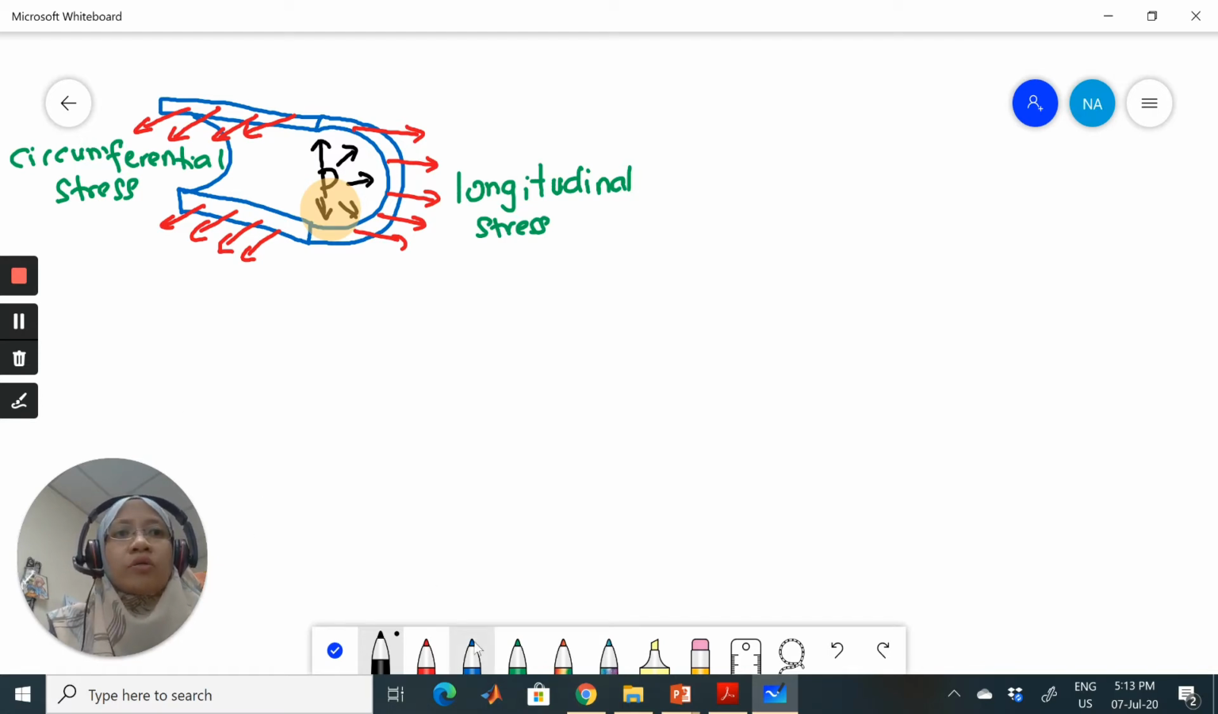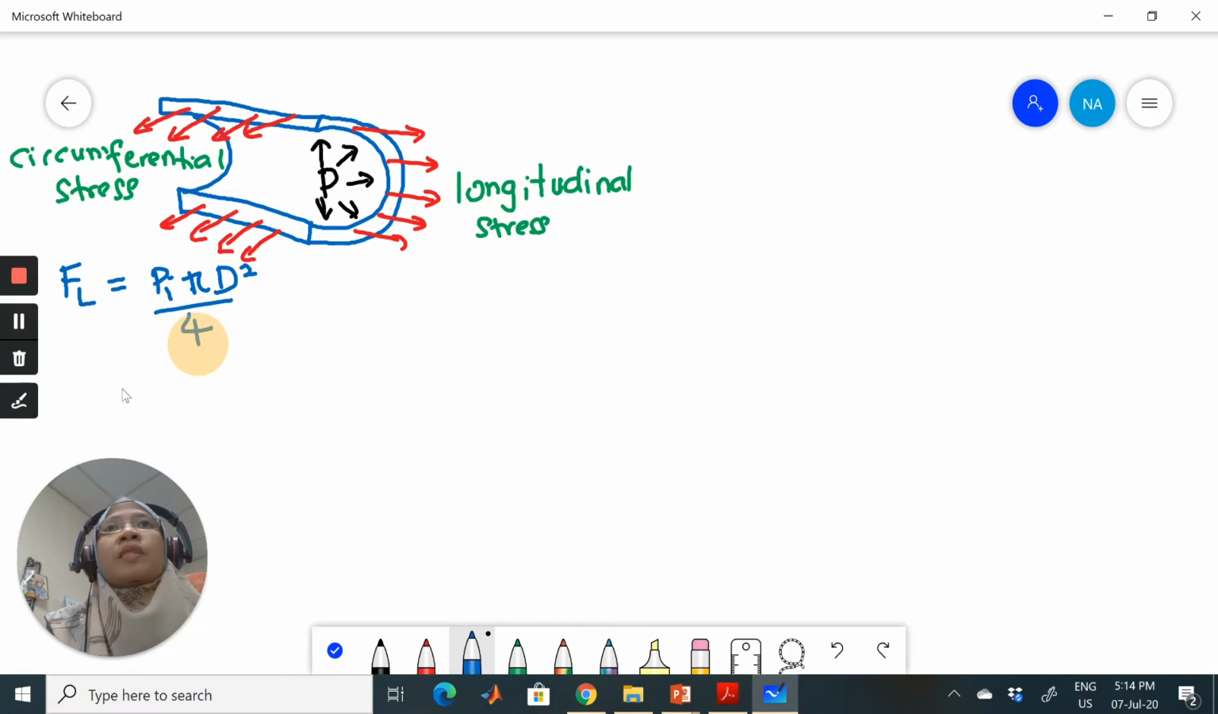Now let's look at the equation that I'm going to derive. We consider the horizontal section through the vessel, because my drawing direction is a bit different from the textbook. Now let's look at the longitudinal force. I'm using FL for the longitudinal force, which can be derived as the internal pressure times pi, times the mean diameter squared, divided by 4, where this is the mean diameter.